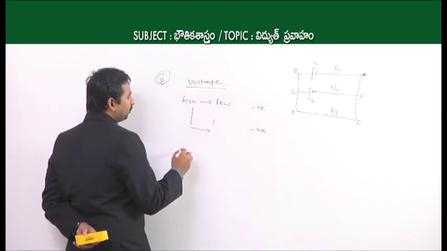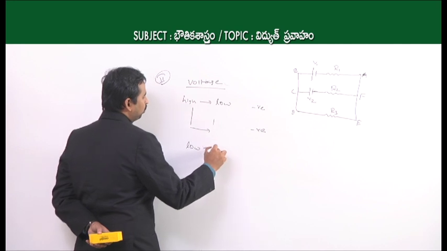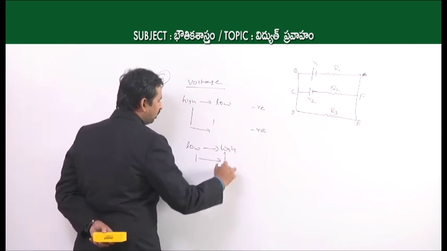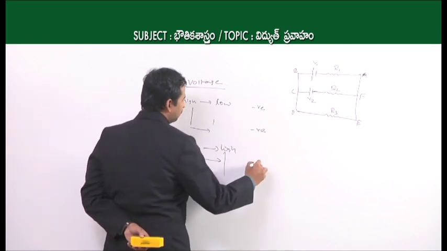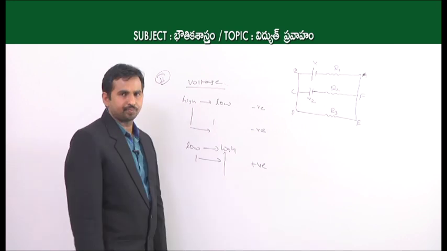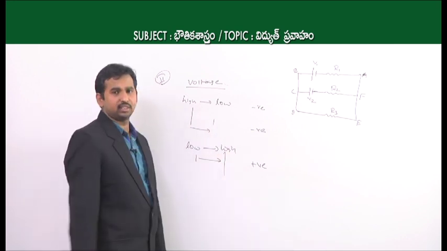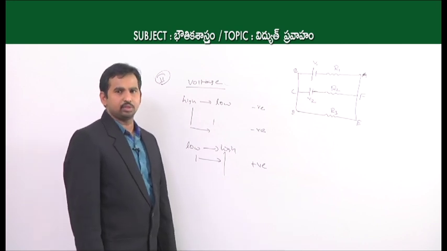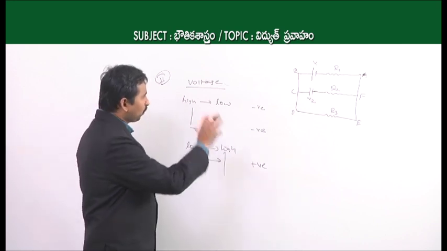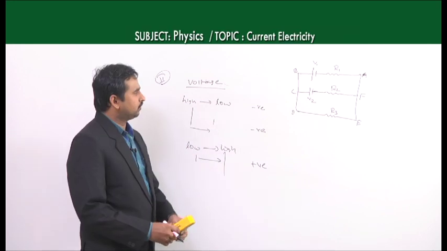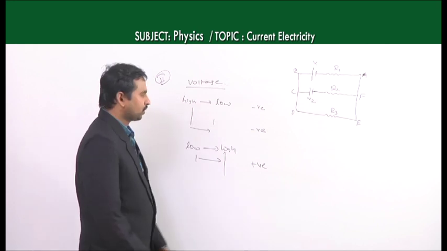If you are going from low to high, that is, from the negative terminal towards a positive terminal, in this case we have to take the difference in potential as positive. Plus to minus we take as negative, and minus to plus we take as positive. Now, following these 2 sign conventions, we are applying Kirchhoff's second law for the given small circuit.